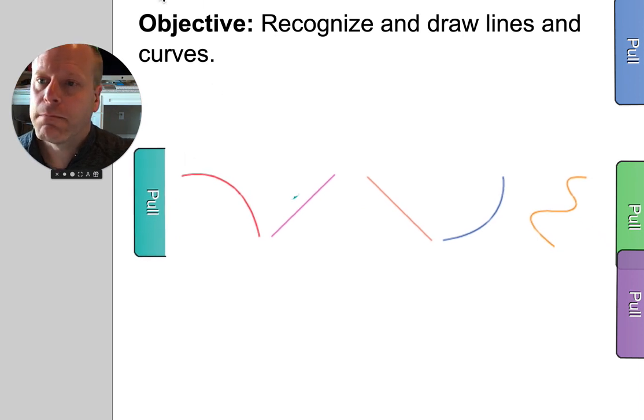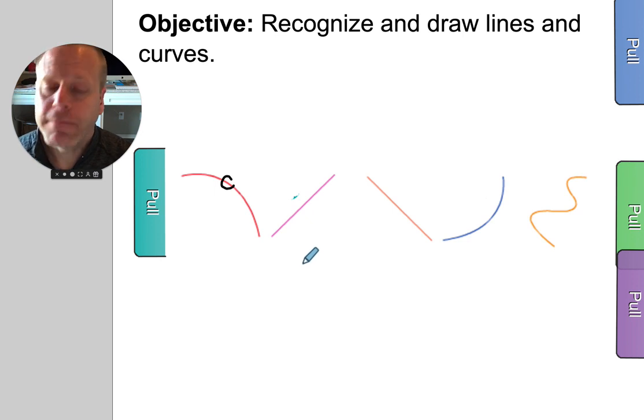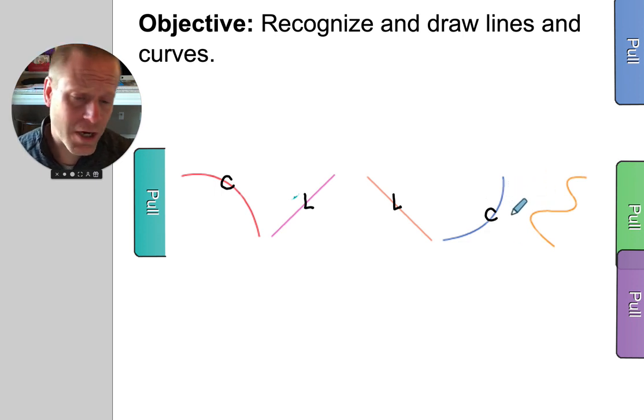Quiz time. All you have to say is curve or line. If it's a curve, I'm going to put a C on it so you can see it, right? If it's a line, I'm going to put an L on it so you can see it. What do you think? Easy, it's straight, it's a line. What do you think? Easy, it's curved. You can just see it. It starts here and bows out.